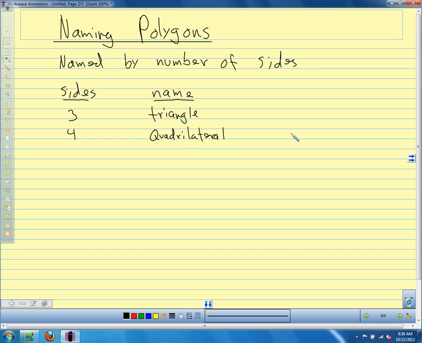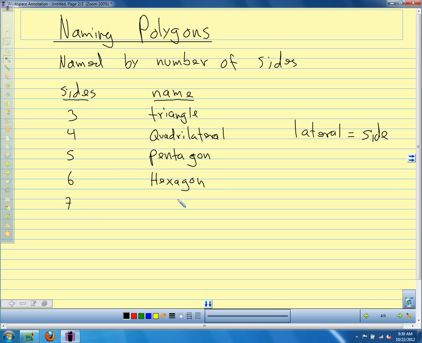And this word lateral, we'll use that a lot this year. Lateral just means side. So we'll talk about lateral faces, lateral surfaces. So lateral just means side. A 5-sided polygon, what do we call that? Pentagon. Six sides? Hexagon.